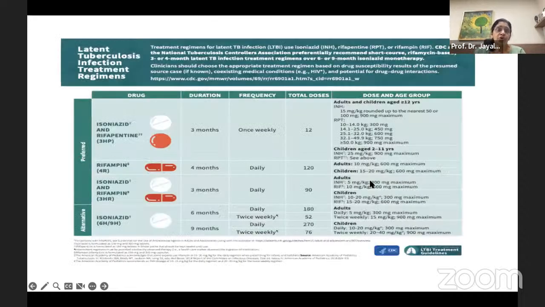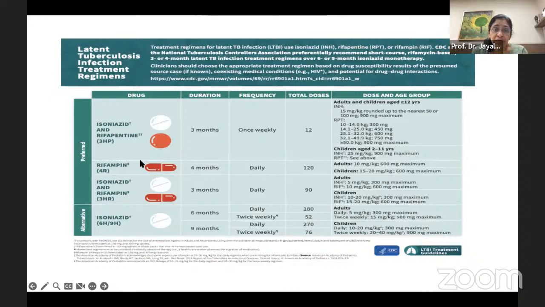The important thing I want to talk to you about in the treatment of tuberculosis is latent tuberculosis treatment. This is very important if we want to end tuberculosis or prevent the development of newer cases of tuberculosis. So this can be given as isoniazid and rifampicin in the form of a once-weekly regimen, and in total the patient has to take only 12 doses.